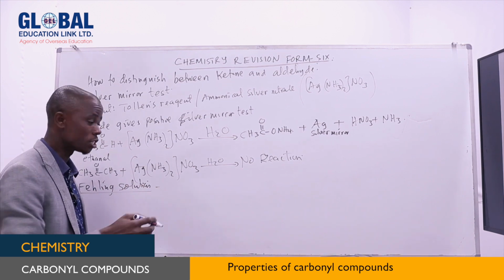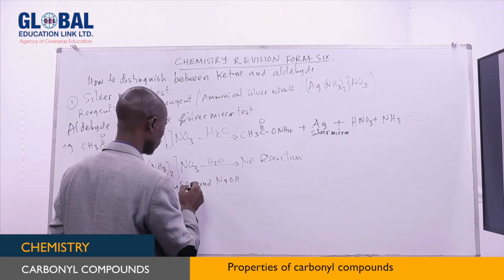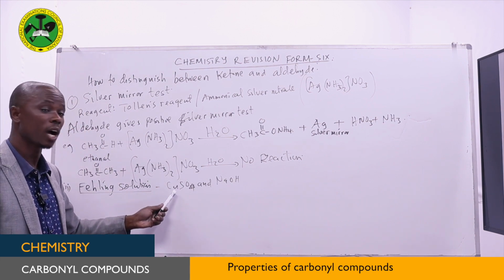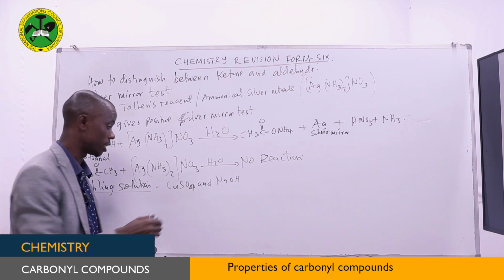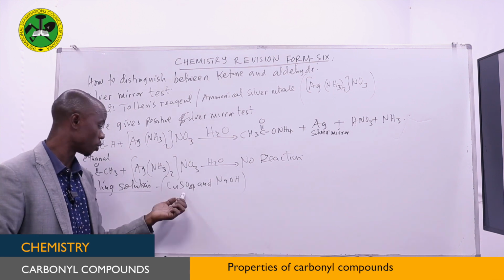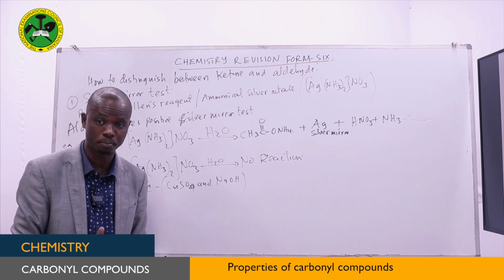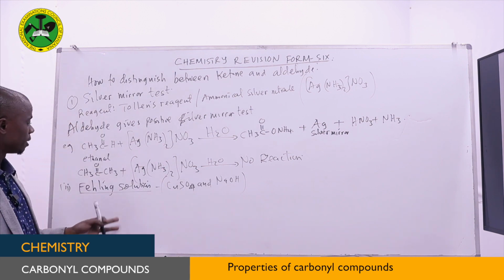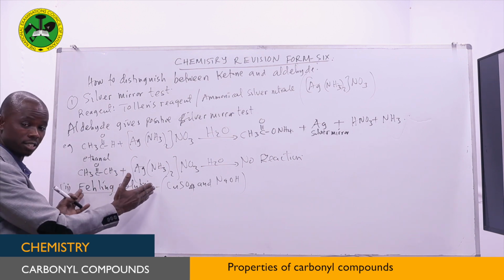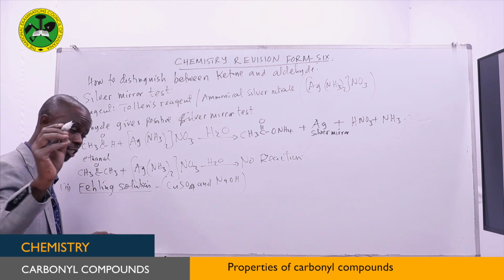Fehling's solution is a mixture of copper(II) sulfate and sodium hydroxide. Now, copper(II) sulfate contains the copper(II) ion. This copper(II) ion, because this also is a mild oxidizing agent, will itself be reduced into copper(I) oxide, which will look like a brick red precipitate. The aldehyde also will give a positive Fehling's solution test, but ketone does not. Why aldehyde? Because it is a strong reducing agent.